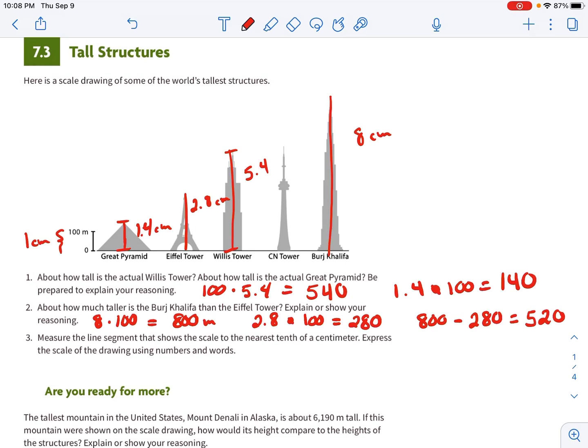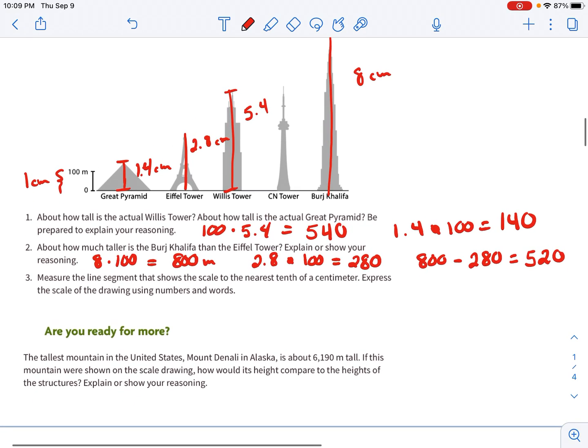Number 3 says, measure the line segment that shows the scale to the nearest tenth of a centimeter. Express the scale of the drawing using numbers and words. I already mentioned that. We measured it was 1 centimeter, so therefore 1 centimeter is equal to 100 meters of actual distance. And just this last thing to think about. The tallest mountain in the United States is Mount Denali in Alaska, which is about 6,190 meters tall. If this mountain were shown on the scale drawing, how would its height compare to the height of the structures? Explain or show your reasoning.